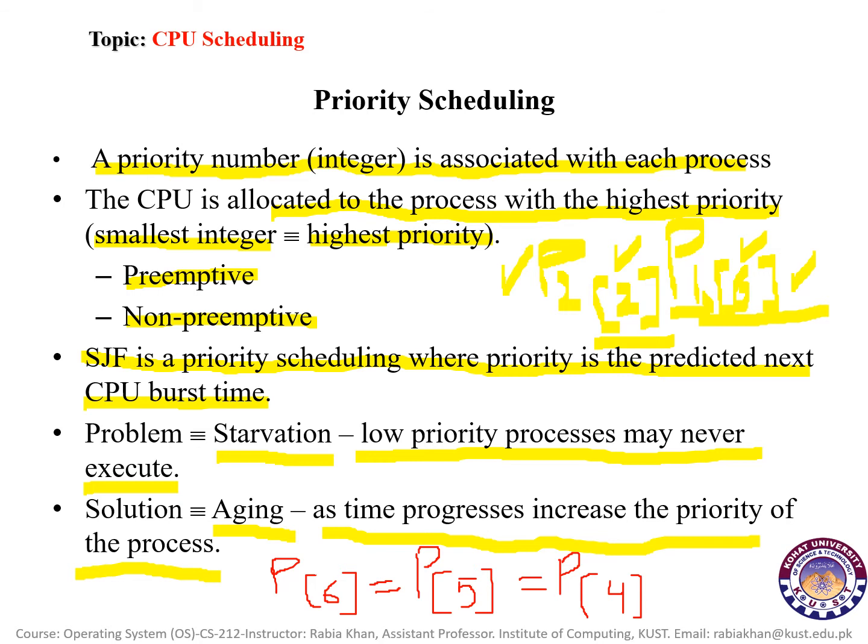So this is how aging works. Ultimately this process will become a more important process, as its priority number will be the smallest among all the processes in RAM, and ultimately it will get a chance to be executed on CPU. So the starvation problem is solved through aging.